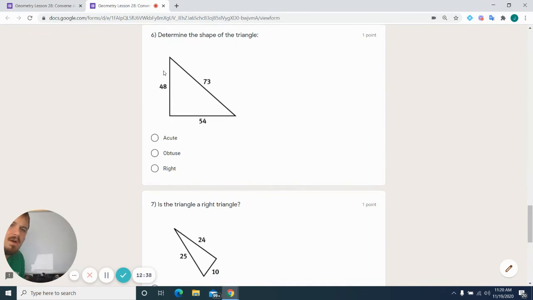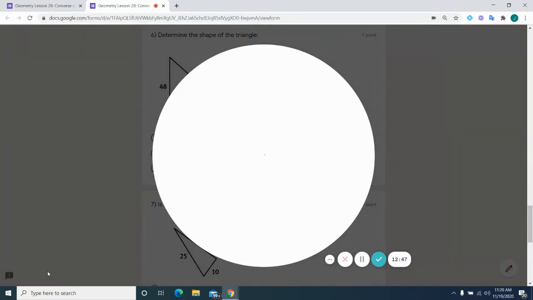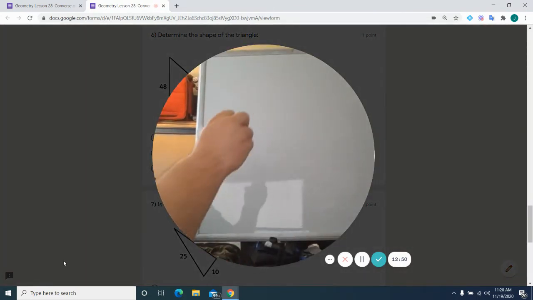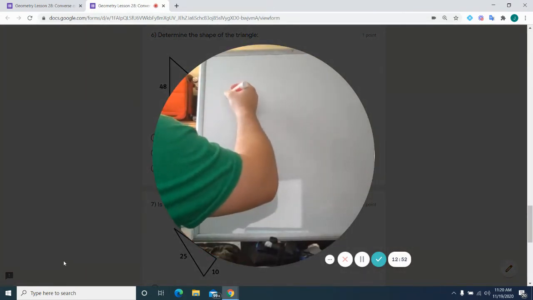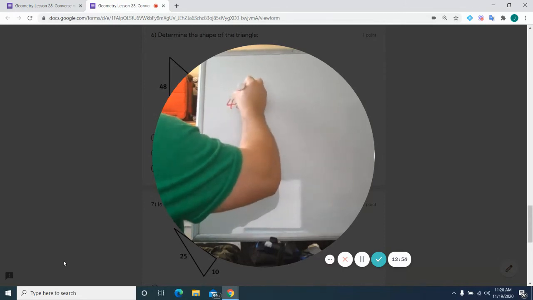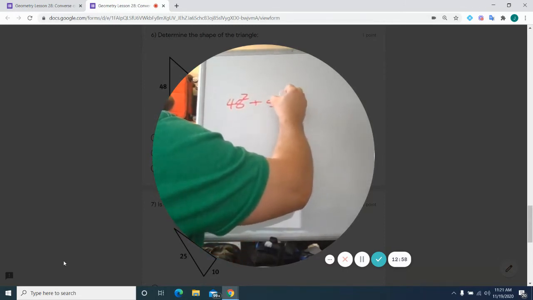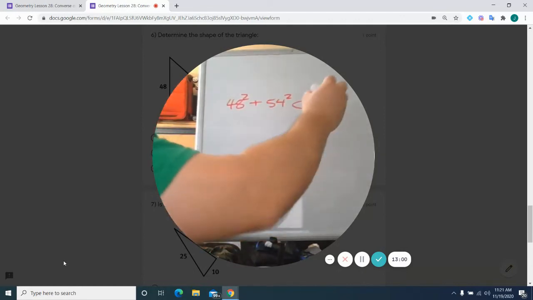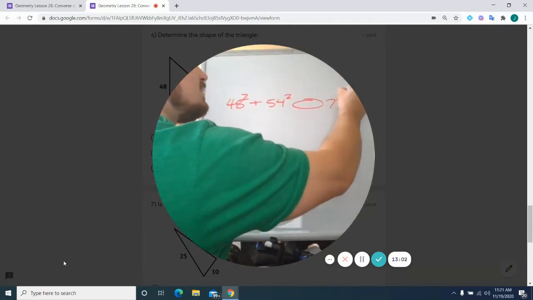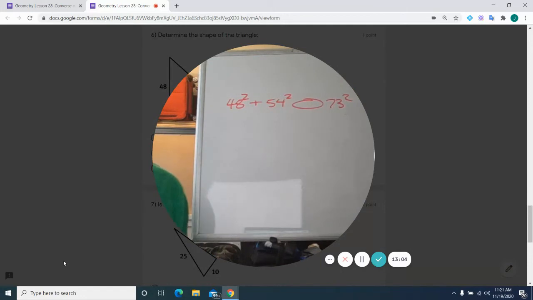Okay, so we're going to take this first triangle, and clearly the hypotenuse is the 73. So let's set up 48 squared plus 54 squared equals, or should equal 73 squared. So it's going to be 48 squared plus 54 squared is what relationship to 73 squared? I'm not about to do these in my head, so I'll pull up the calculator.